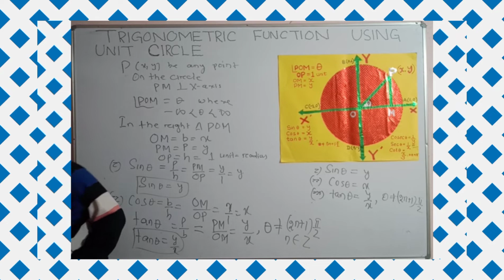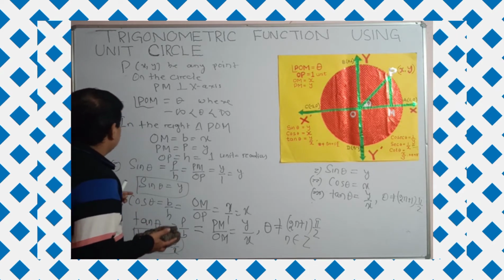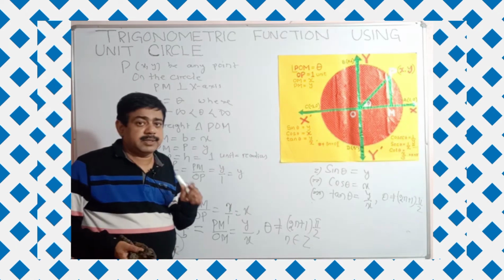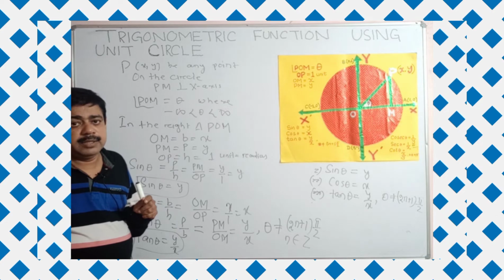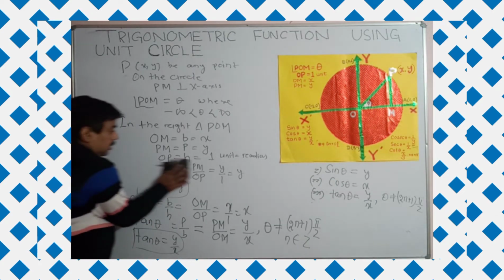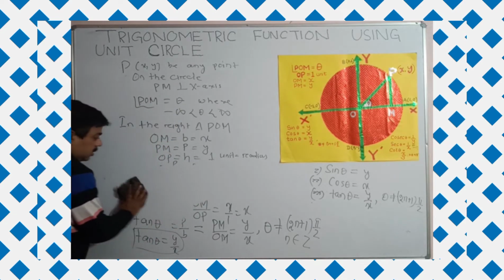Similarly, we can find out another 3 trigonometric ratios, because if sin theta is already known, cosec theta also you can find out, because reciprocal of sin theta is cosec theta. Yes or no? Is it clear? Okay, let's see the next point.